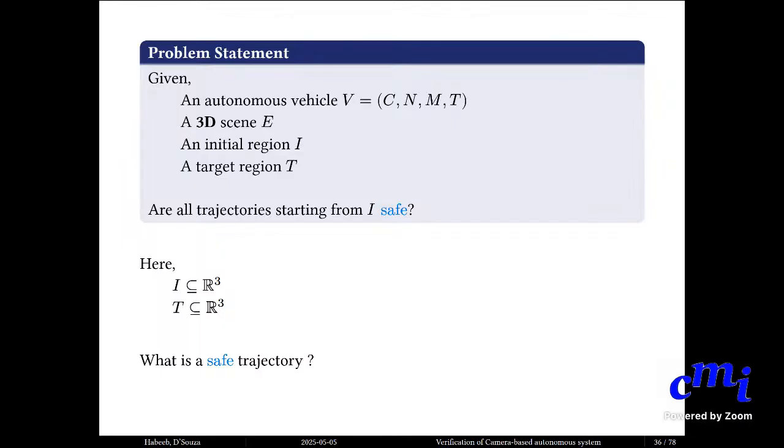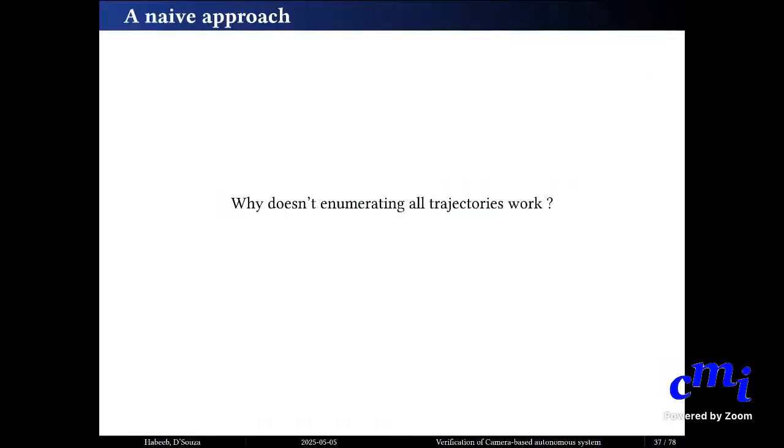I is a point in the initial position. And T, you said, is a region. It's a subset of R cubed, a set of points. Okay, the initial one is also some region. Yes, sir. Start from any point in that region, you have to go there. So why doesn't enumerating all trajectories work?